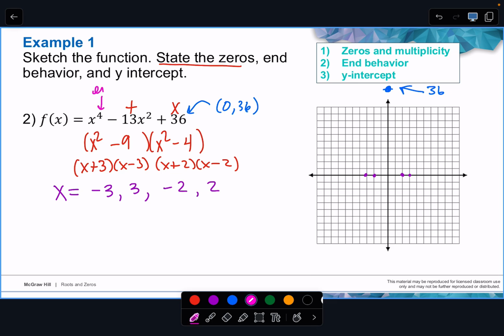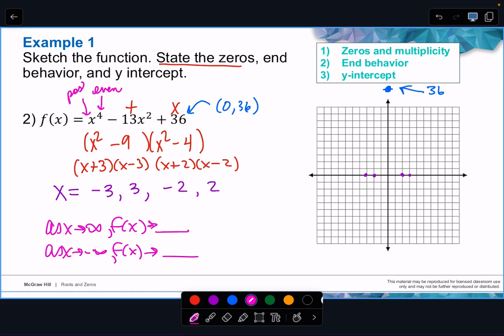We have even, positive, okay? So as x goes to the right, as x goes to the left, positive, even, they are both up. So that means on my far right dot, I'm going up, and on my far left dot, I'm going up.